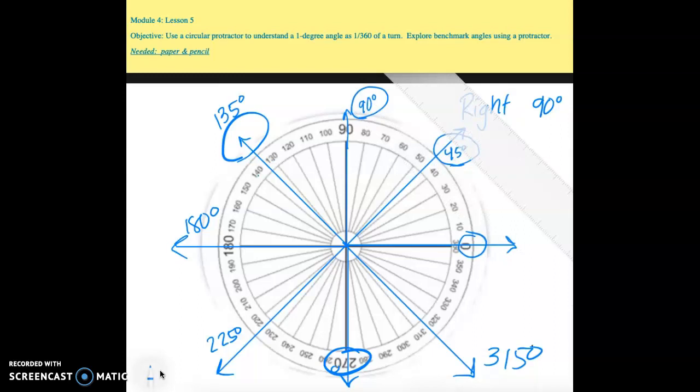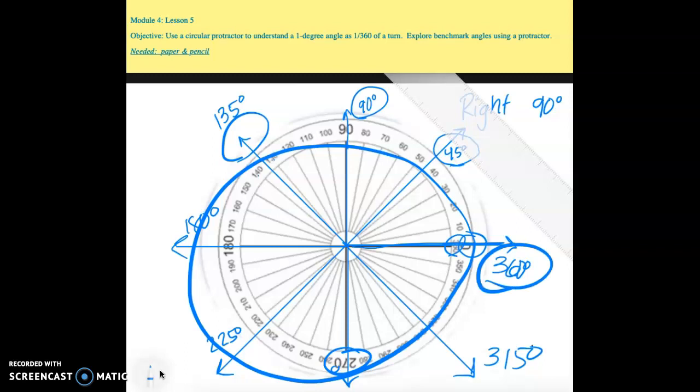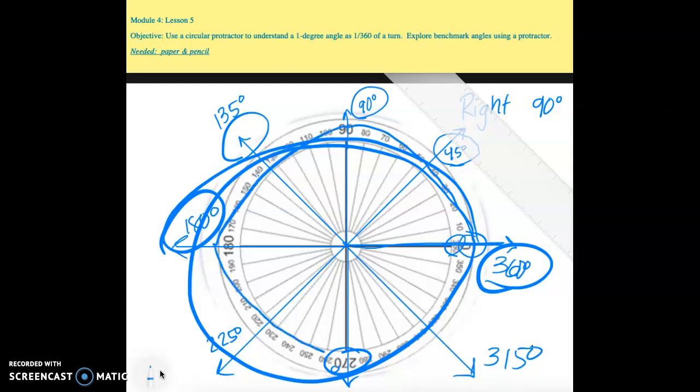All right, so there are my benchmark angles for if I'm using 45 degrees and I keep adding 45, that's what I'm going to get to. Eventually, I would get back to 0 or 360 degrees. So once I've gone all the way around in a full circle is 360 degrees. What's a half circle then? A half circle would be 180 degrees. What would be 3/4 of a turn? Where there's 1/4, 2/4, 3/4. 3/4 would be 270 degrees.